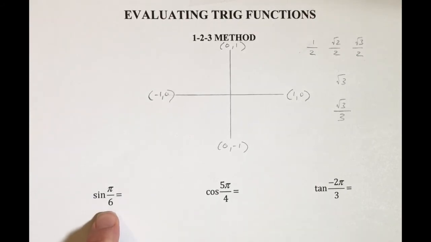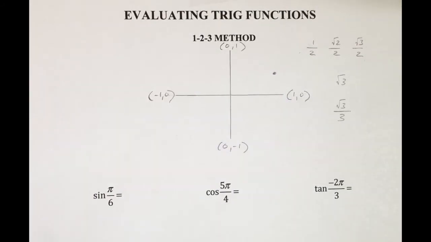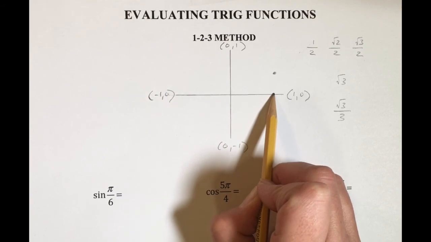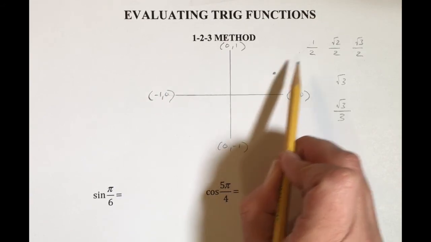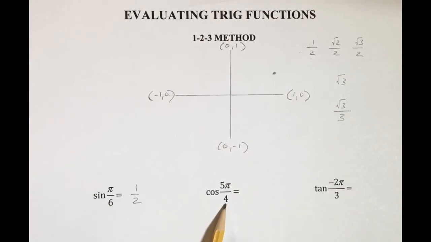Sine of pi over 6. Let's find where pi over 6 would be. Pi over 6 is right about here. And when evaluating sine, we're only concerned with the y value. To get to pi over 6, you would go over a long distance, but up or positive a short distance, positive 1/2. Let's see where 5 pi over 4 is.